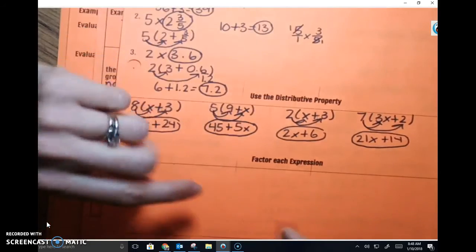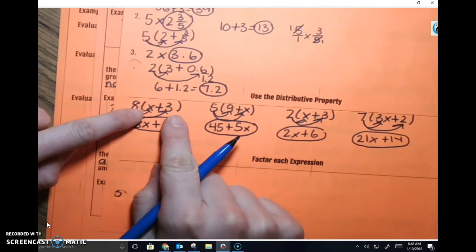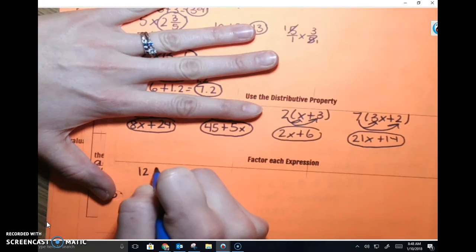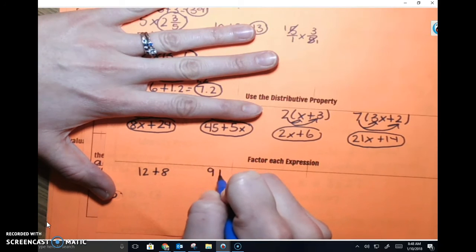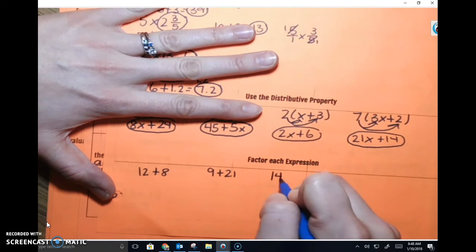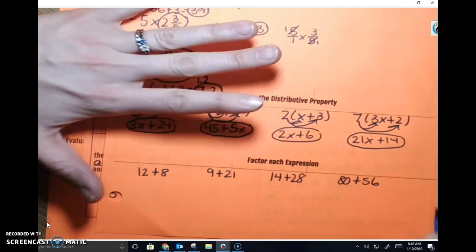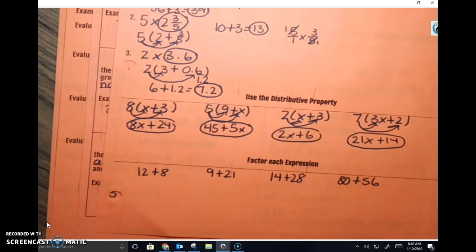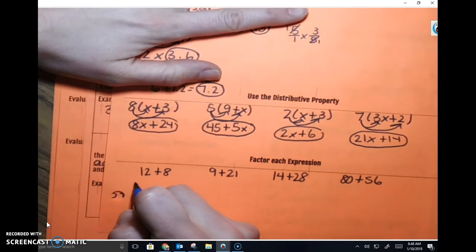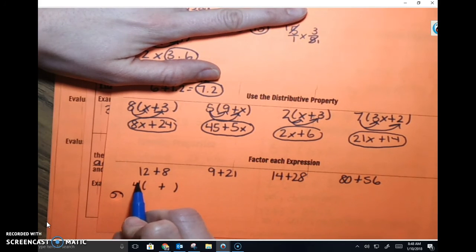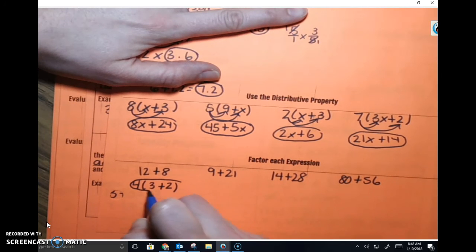Okay, this next part, we're going to do the opposite. So we're going to work from this and get it to that. So I'm going to have 12 plus 8, 9 plus 21, 14 plus 28, and 80 plus 56. So when we're factoring, we want to look at these numbers and pick the biggest factor out. And I know the biggest factor that can go into 12 and 8 is 4. Then we'll set it up like this, and on the inside we'll put what's remaining. So 4 times 3 is 12, and 4 times 2 is 8.